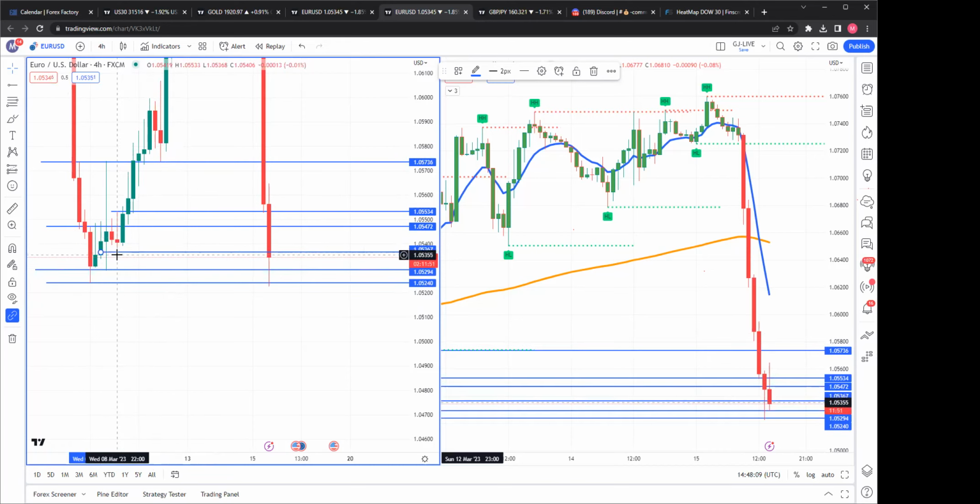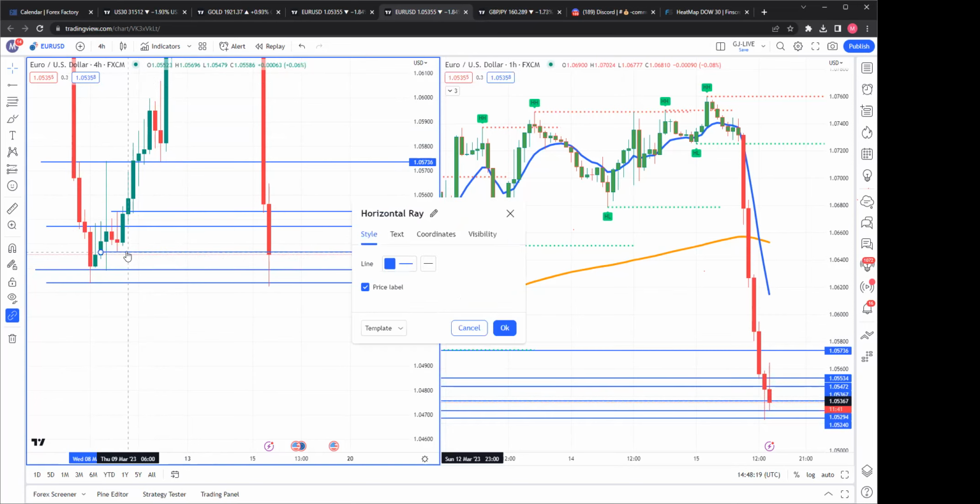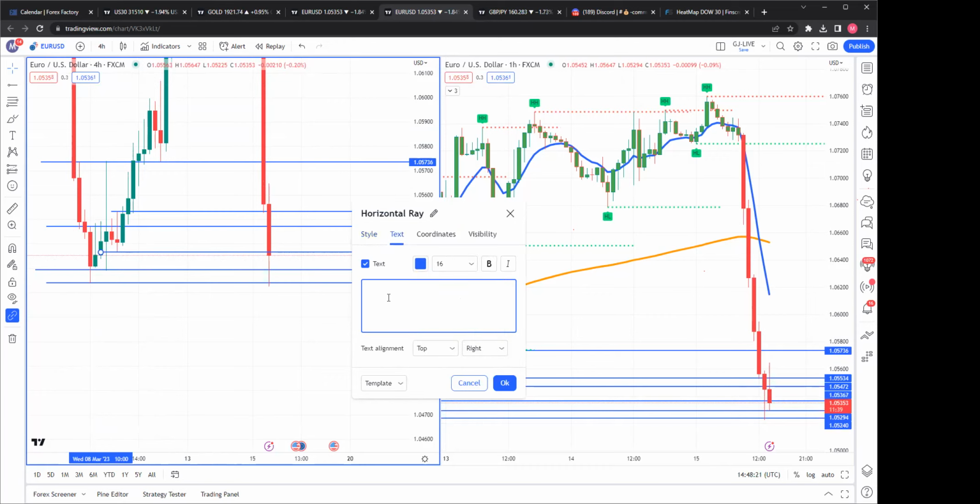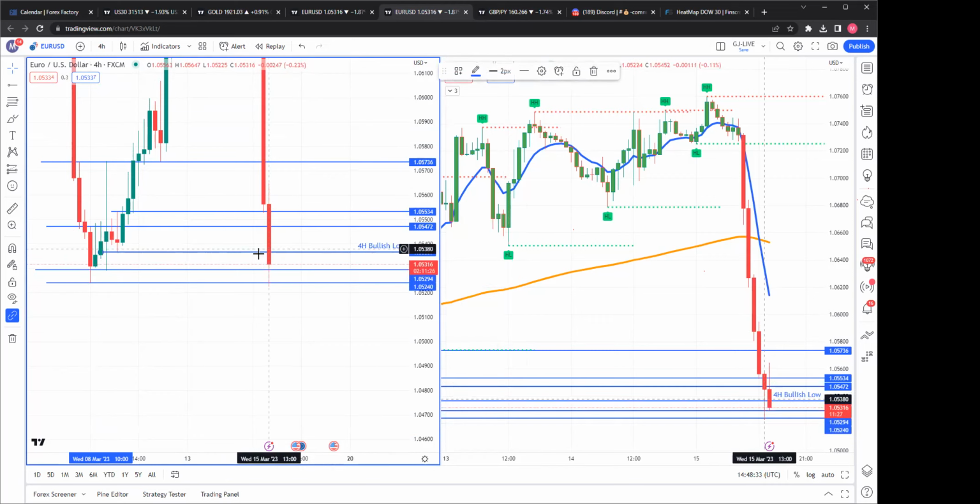This candle definitely is of interest to me because this is the beginning of this strong and continuous uptrend. This candle right here only showed us where price was going. So for me, I'll maintain this as a 4-hour bullish low. Okay, so I'll have that as a 4-hour bullish low.